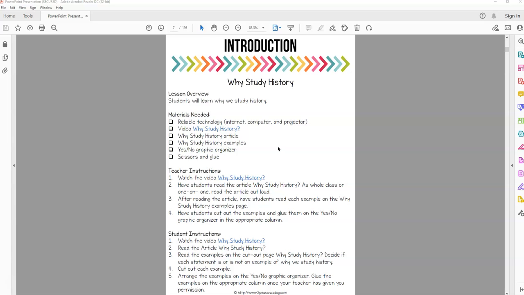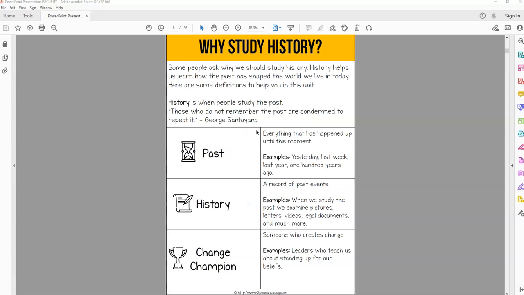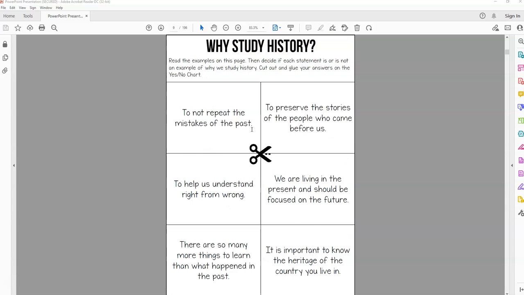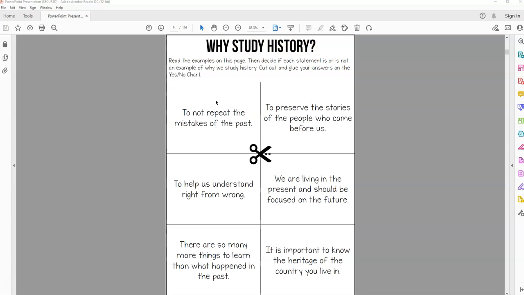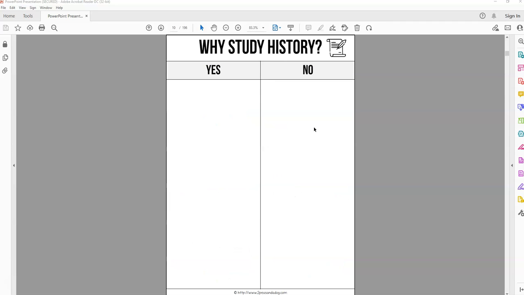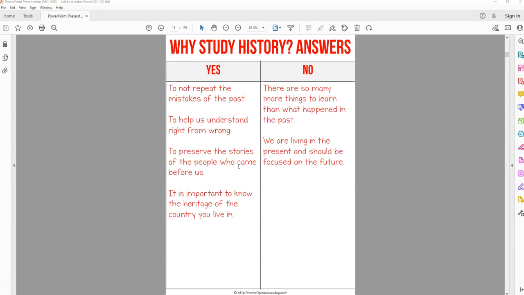In both the modified and non-modified units, we discuss why students need to study history. Depending on your class, you might need to have this as an additional activity or as an activity in lieu of a whole class discussion. The students would read this or listen to the audio file. Then they would cut out each of these statements and decide if it's yes or no. There's an answer key for the teacher, or if the student has any support, this can be provided to the support person so that they are able to make sure the student is understanding their work.